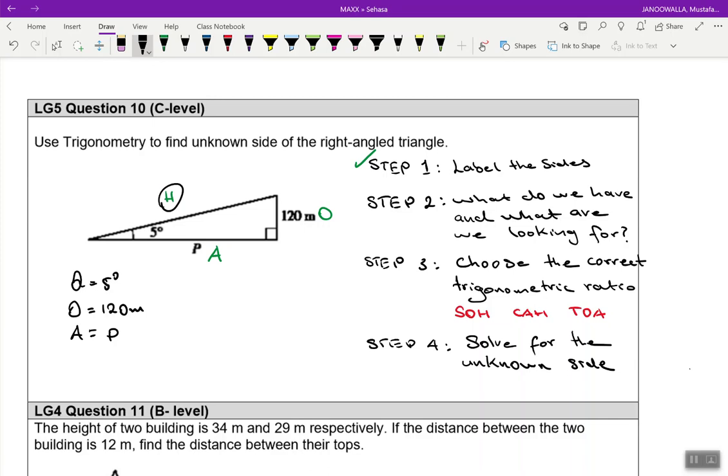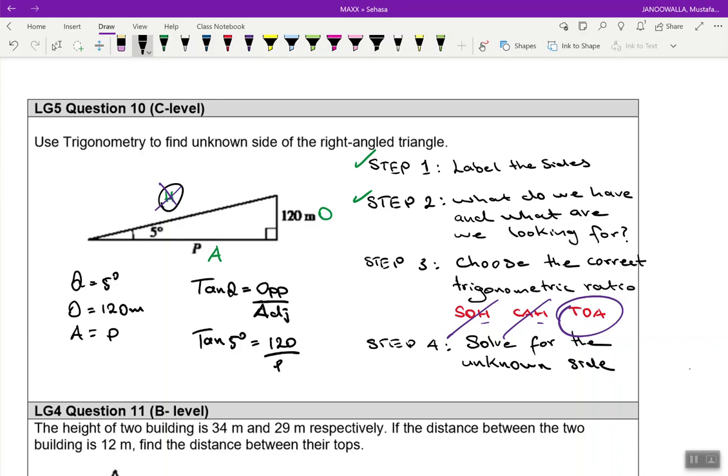So when I've done step 2, in step 3 I have to choose the correct trig ratio. Hypotenuse is not relevant, so anything that has H can't be used. Cos has H and sine has H, so the correct one to use is tan. If you're not sure of the formula, go to the formula sheet. Tan theta equals opposite over adjacent. Then I'll put the values in: tan of 5 degrees equals opposite, which is 120, divided by adjacent, which is the letter P. I'm looking for that.